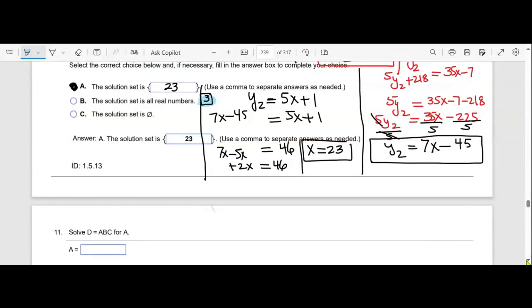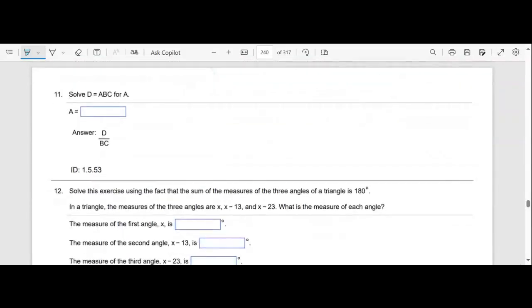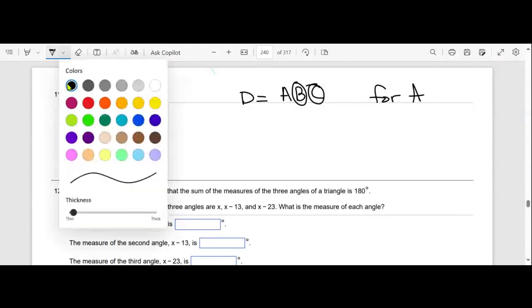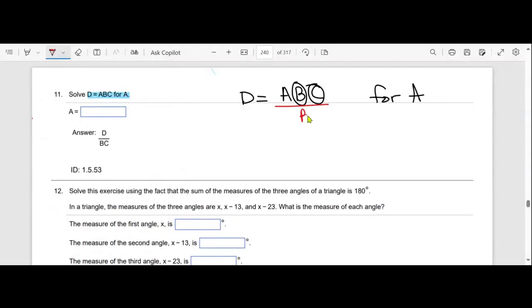Okay, question number 11. Need someone to read 11? Solve D equals ABC for A. I have the equation D equal A, B, C. He's asking to solve for what? For A. So I have to get rid of the B. I have to get rid of the C. How can I get rid of the B and the C? Divide by B, divide by C.